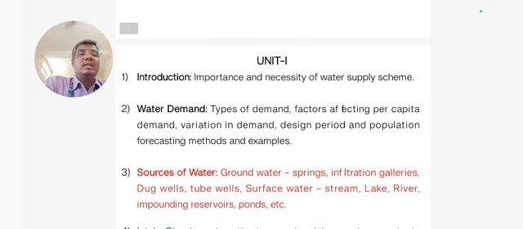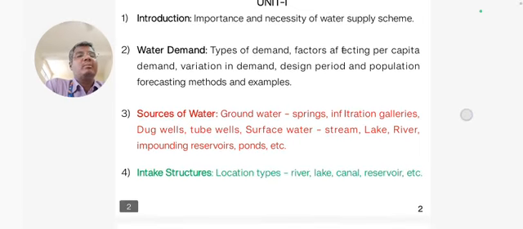The next topic is the sources of water, which can be classified into two types: surface sources and subsurface sources. In the subsurface sources, groundwater, springs, infiltration galleries, dug wells and tube wells will be discussed. The surface water sources, streams, lakes, rivers, impounding reservoirs, ponds, etc., will be discussed in the upcoming slides.